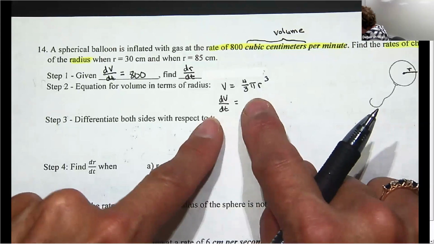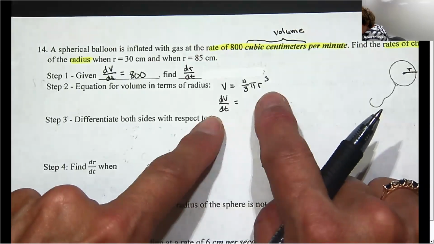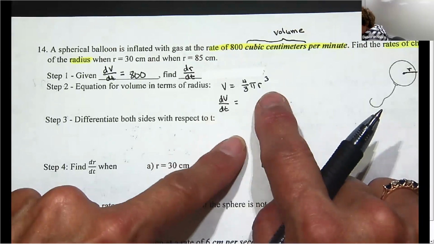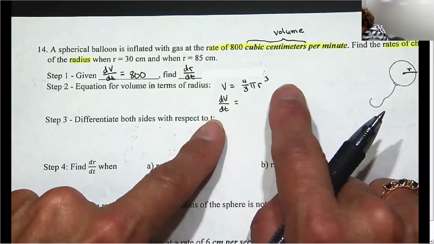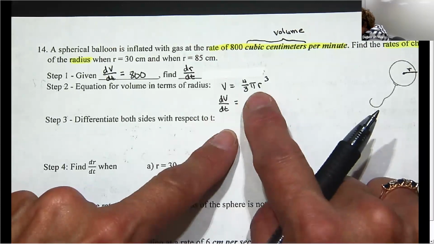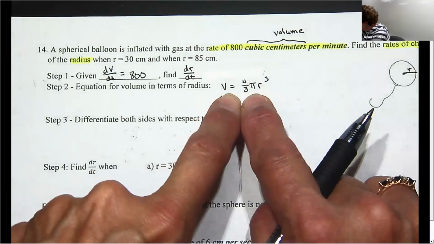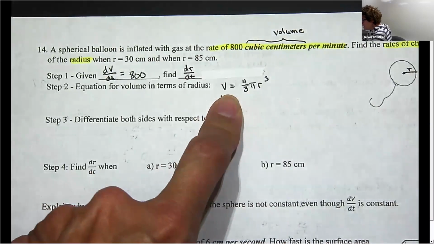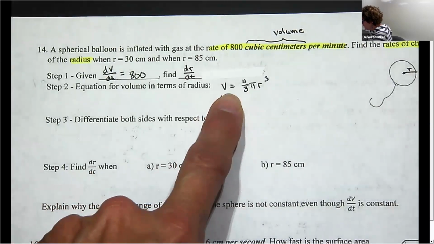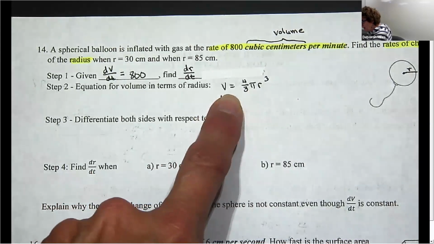Would be good in that 13/3. Yeah, it's just 4 pi is a constant. But oh, hold on for a second. 4 pi is a constant, so I'm not going to need the product rule. We all agree I'm not going to need the product rule, so all I need is the power rule.